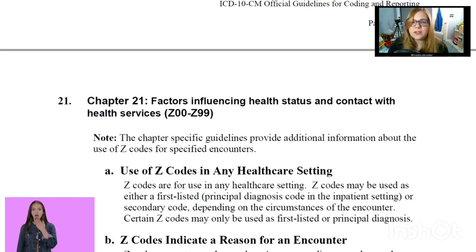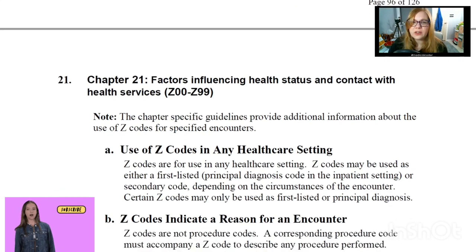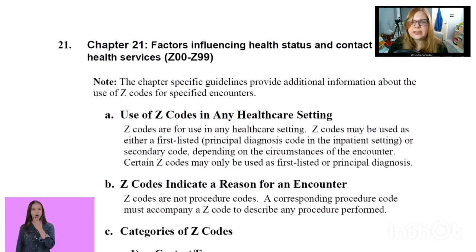Chapter 21 is our factors influencing health status and contact with health services, categories Z00 through Z99. So these are a lot of things like our preventative medicine, like they're coming in for a well visit. Our social determinants of health are in this category. So, use of any Z codes in any healthcare setting. Z codes are for use in any healthcare setting.